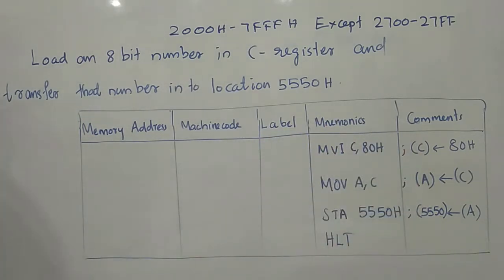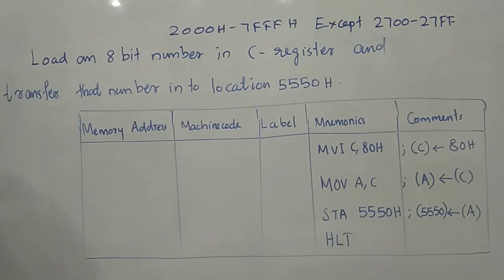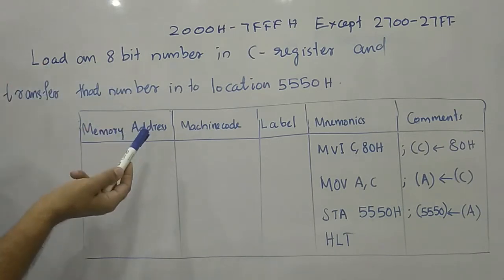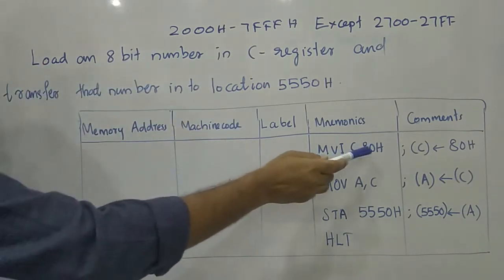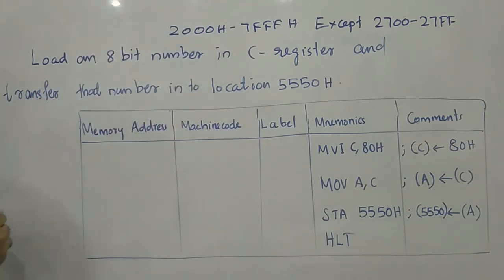This assembly language program is not known to our microprocessor kit. So we need to convert this assembly language program into machine language program. That is, here we need to find out the machine code of each individual instruction with the help of the opcode sheet. Let's see how to convert this instruction into machine code. First of all, we need to fix the memory address, from which memory address onwards you need to save this machine code. So for that, let's choose 2000H itself.